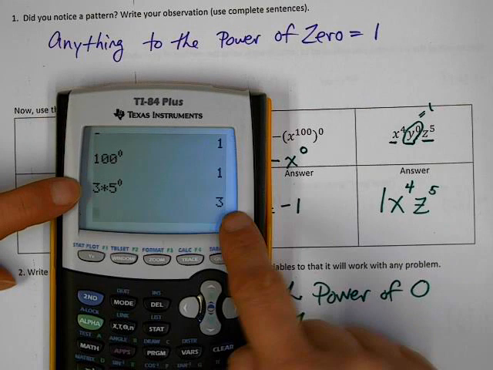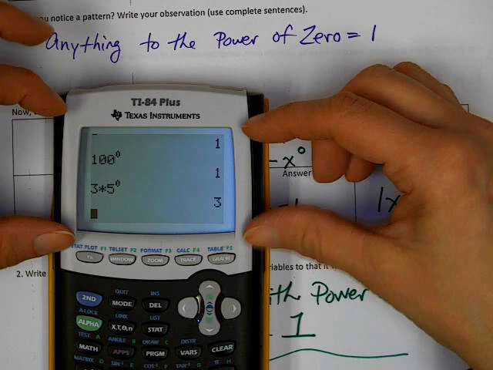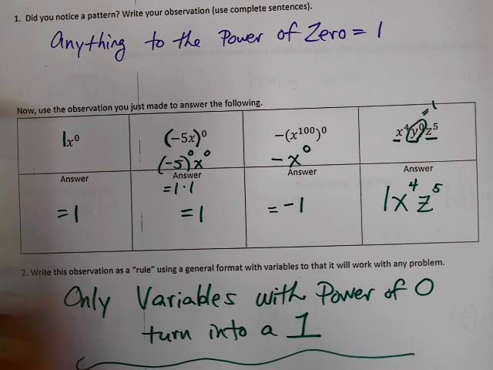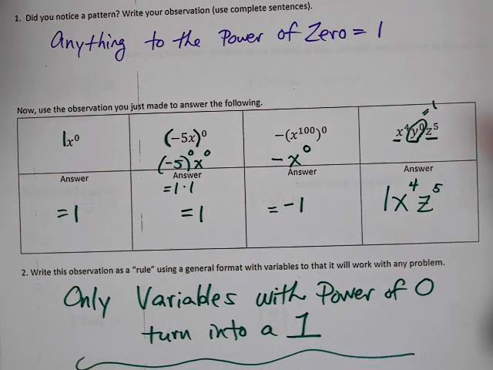3 times 1 makes 3. So you could always check some knowledge with your calculator to remind yourself of this rule. Okay, all right, let's do the second rule of the day.